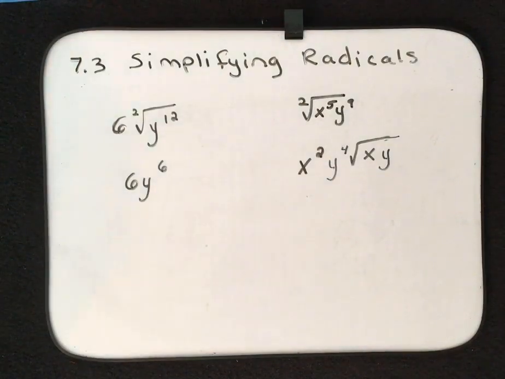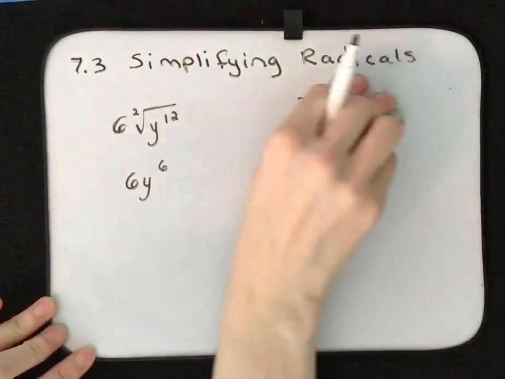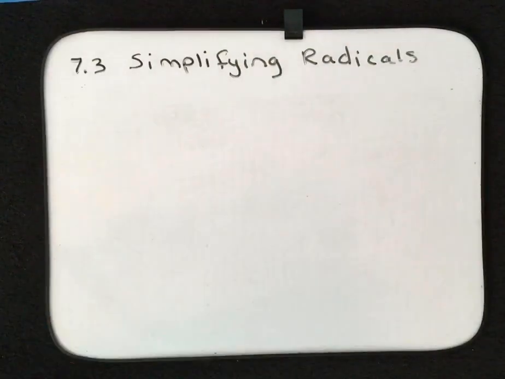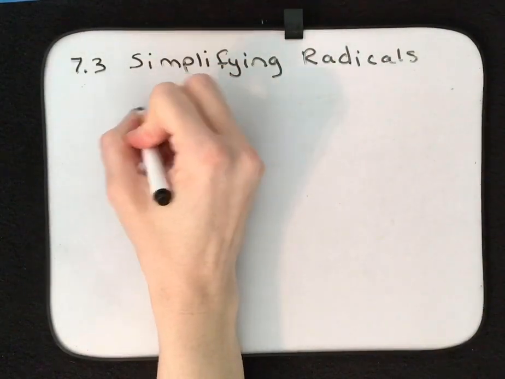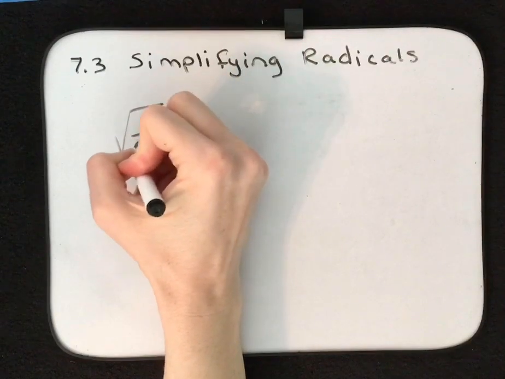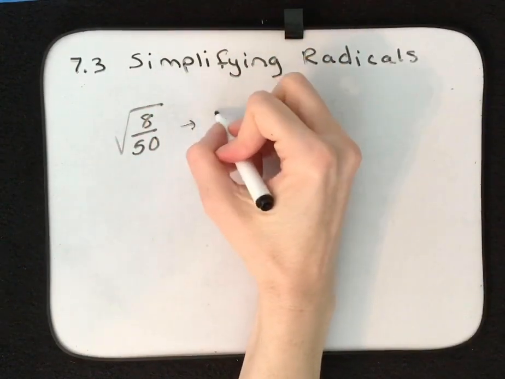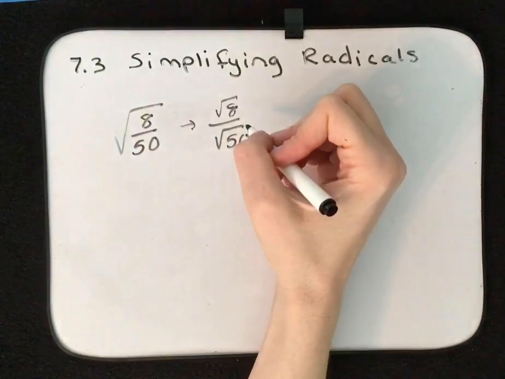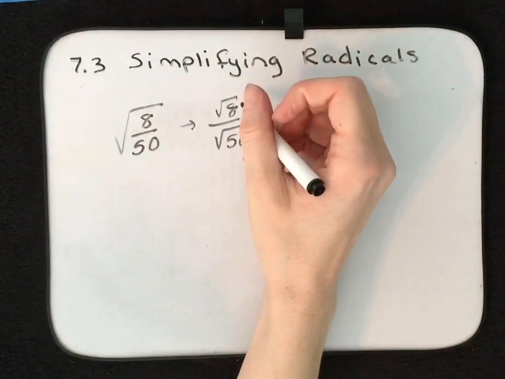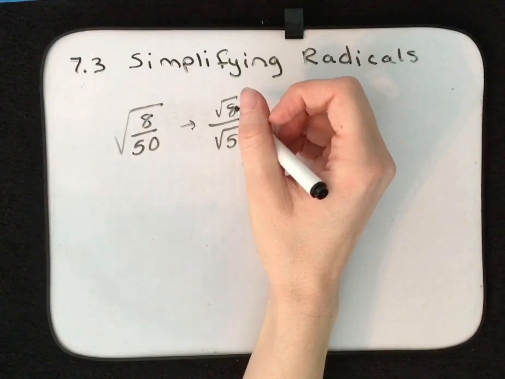Let's try one that's given in a fraction form. So let's say we have the square root of 8 over 50. Well, we can think of that as if it were the square root of 8 and the square root of 50. The square root of 8. Well, 8 isn't a perfect square. It's a perfect cube, but it's not a perfect square.